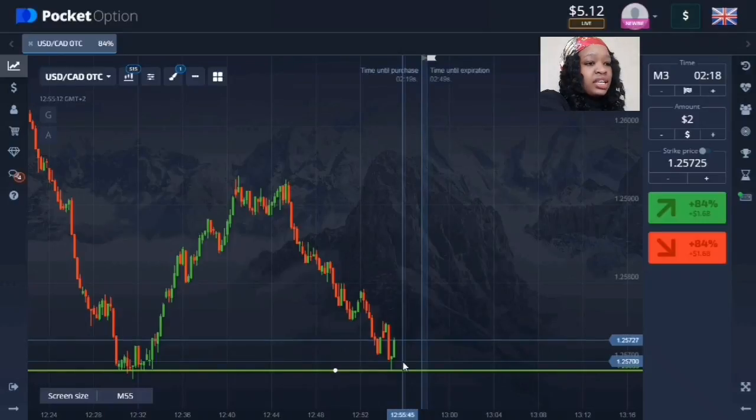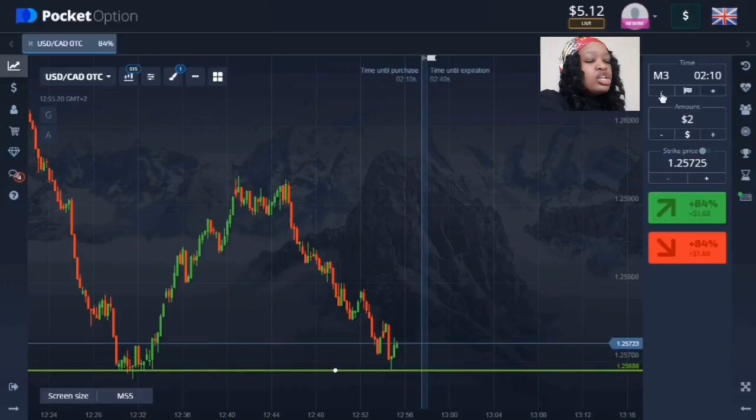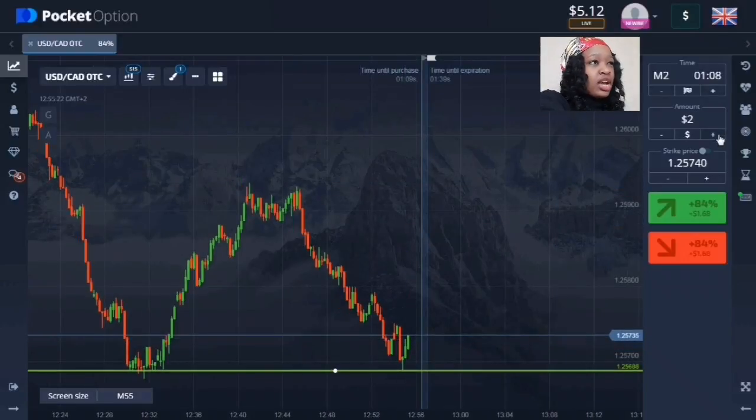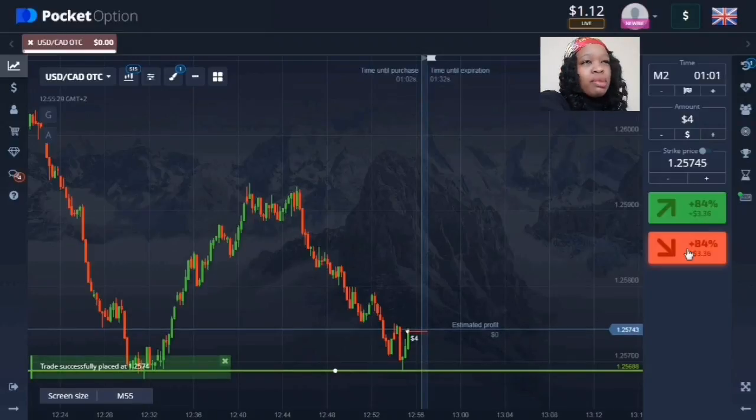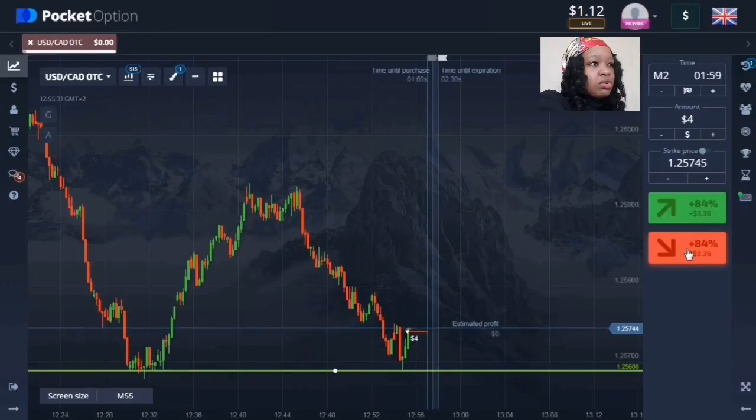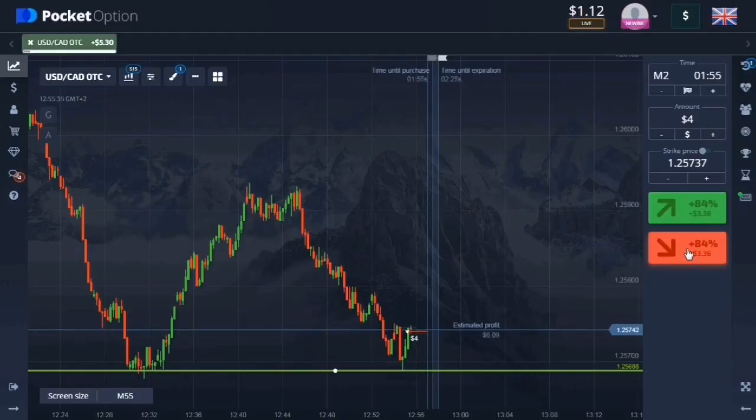So we can see that the price touched our main support level and rolled back up, and this level hasn't been broken through. So I think we need to open a trade right here for 2 minutes down, because I think the price movement will continue down to this level and it will be broken through, or maybe it will stay there. So let's wait and see.